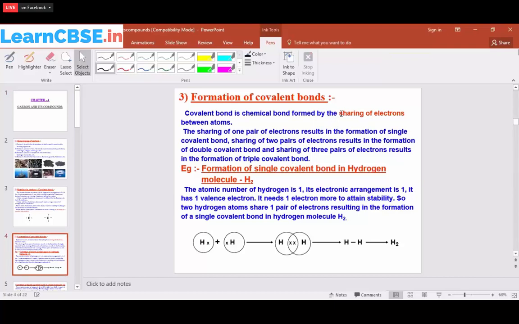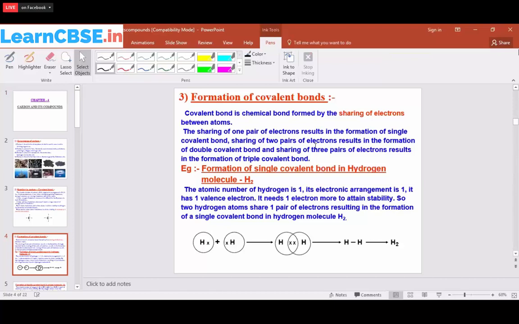The formation of the covalent bonds. So the covalent bond is nothing but the sharing of electrons between the atoms, especially the non-metals. The sharing of one pair of electrons, that we call a single bond.